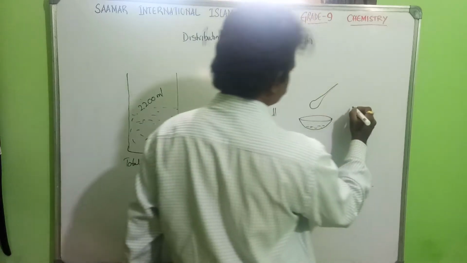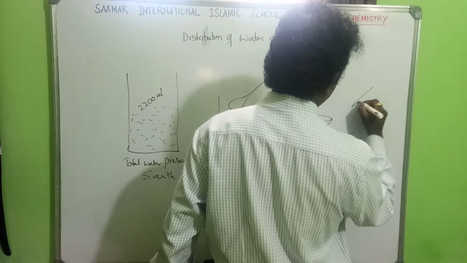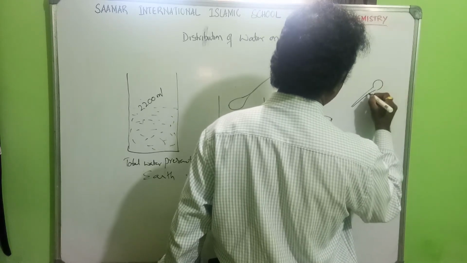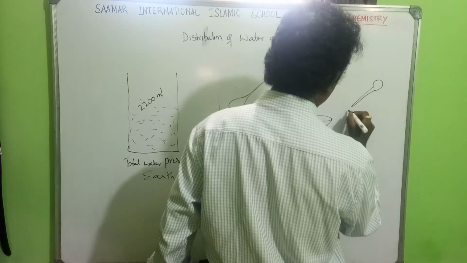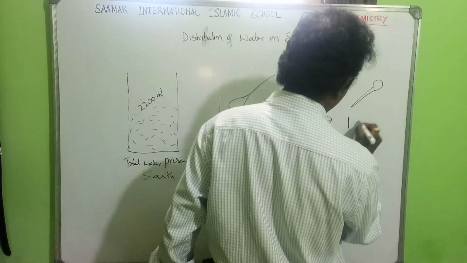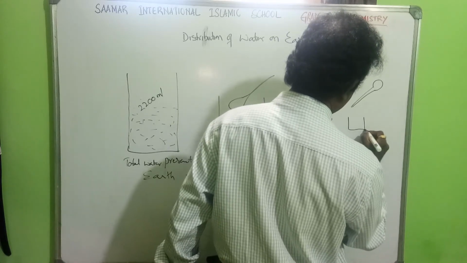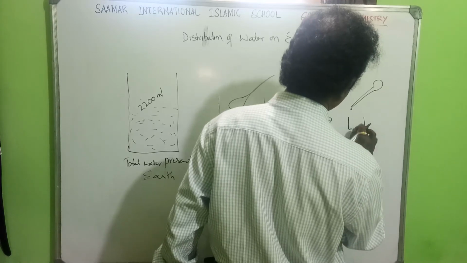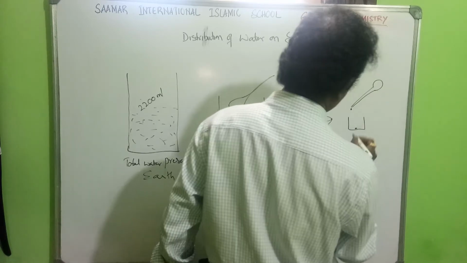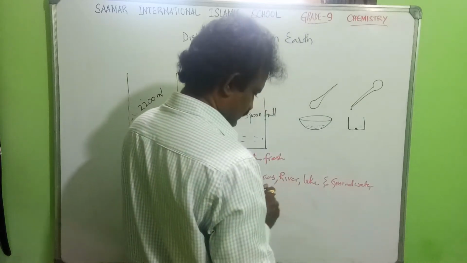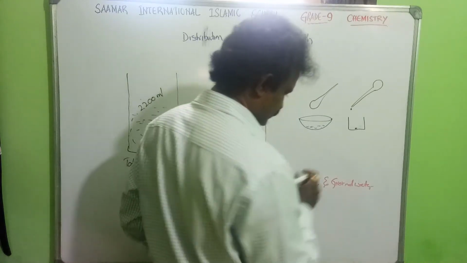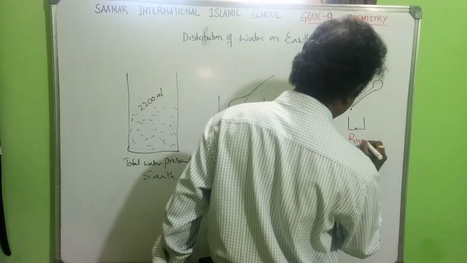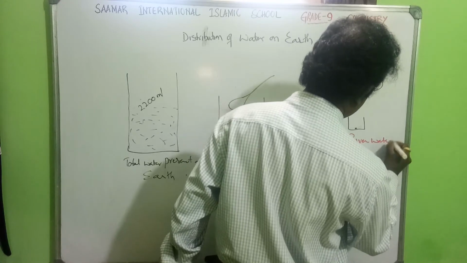From these 2 spoons, I'll take one ink filler. From that ink filler, I will take 1 drop into another container. This 1 drop will be there somewhere here. Now this is our river water. Is it clear now? Now I am comparing.